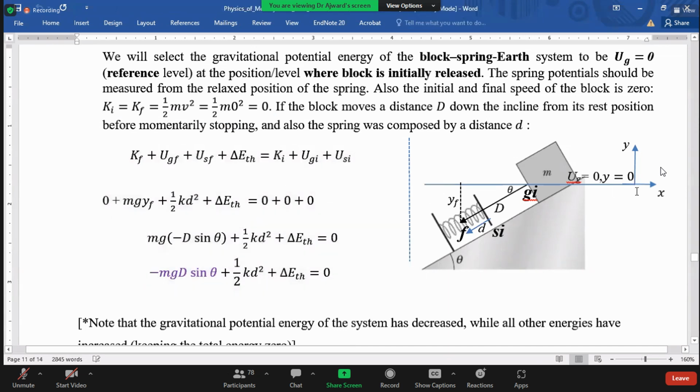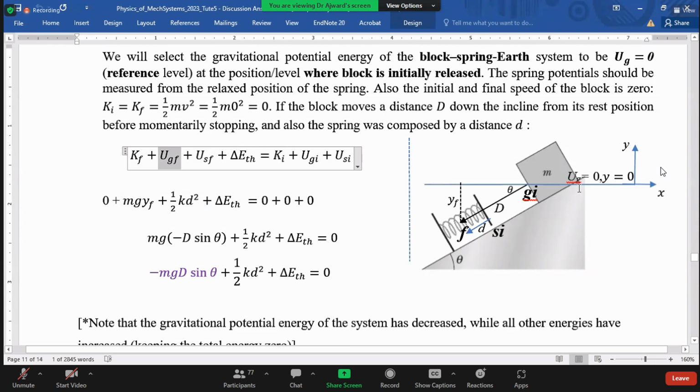You also have to clearly indicate where you choose the gravitational reference, either in the text, like U_G equals 0 at the position where the block was initially released. Because if you don't write or mark it, no one knows where you chose the gravitational potential level, so your solution makes no sense. That's why you have to clearly indicate the reference level. And the other energies are the gravitational potential final.